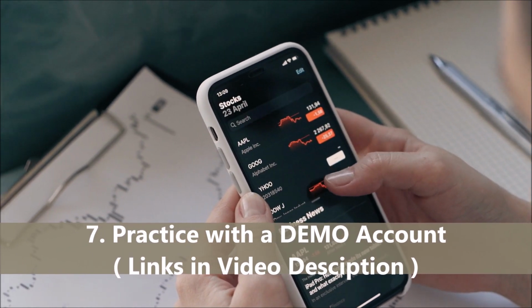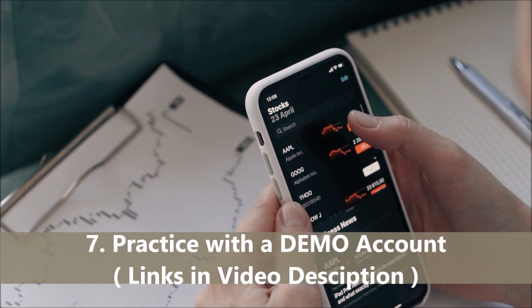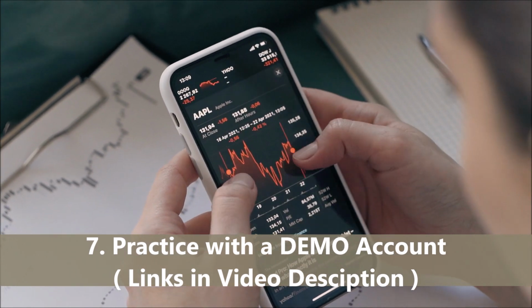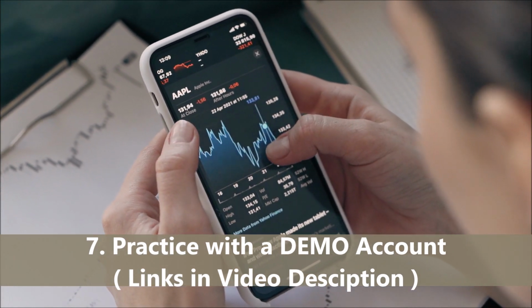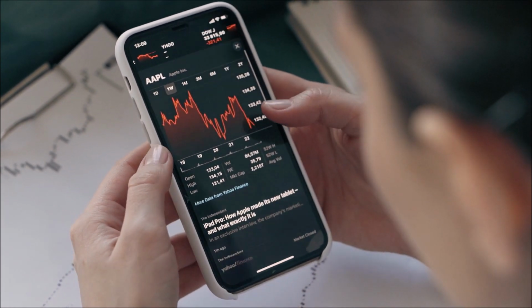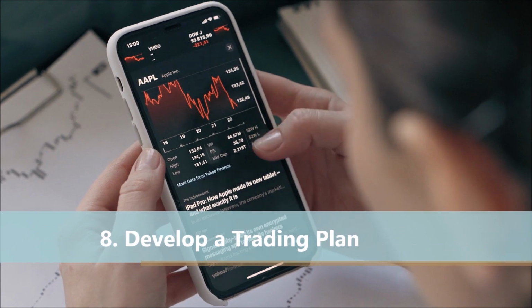Practice with a demo account. Many brokers offer demo accounts that allow you to practice trading with virtual money. Take advantage of this feature to familiarize yourself with the trading platform and test out different strategies without risking real funds.